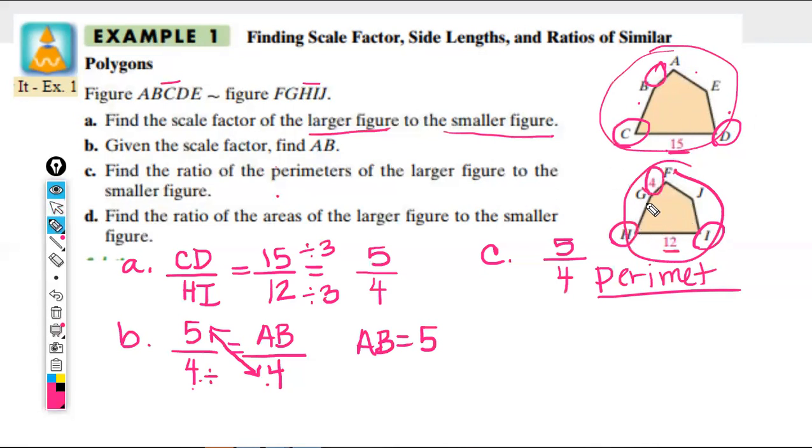And if I compared it, then I would end up with the same scale factor. Then I want to find the ratio of the areas of the larger figure to the smaller figure. So large to small, and this is areas. So all I'm going to do is square the scale factor. That's what you do if you want to get the ratio of the areas. So we get 25 to 16. And that's it. That's all you can do.